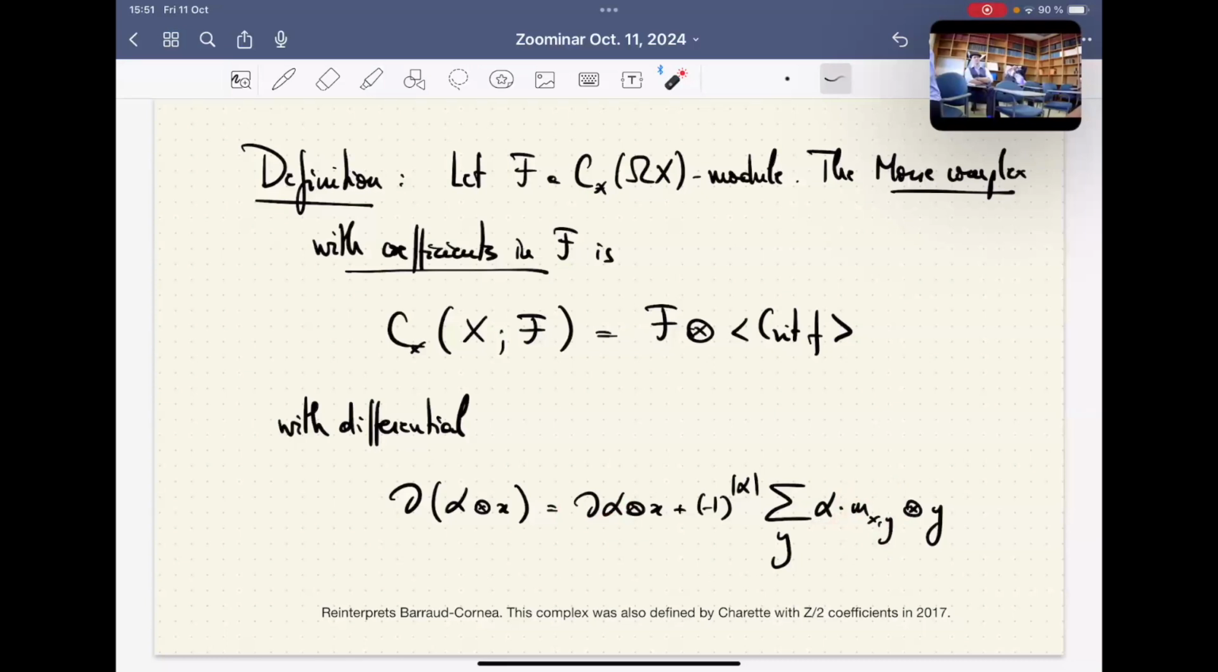And if you think of the previous picture in terms of vibration, it's really like every such element, MXY, represents a chain on the base loop. And this part of the differential will take into account how that cycle, alpha, that we have to think of as living in the fiber, spreads in the total space. That's what it's doing.